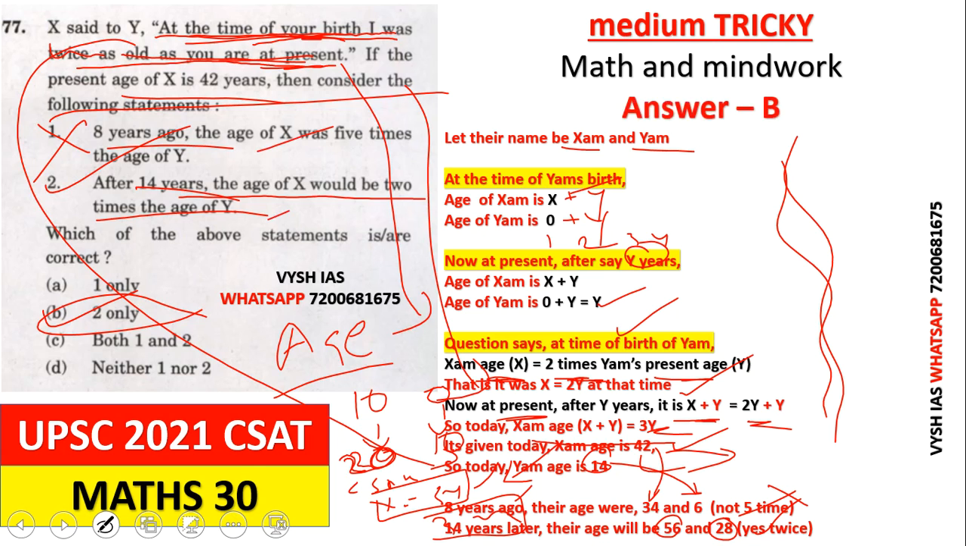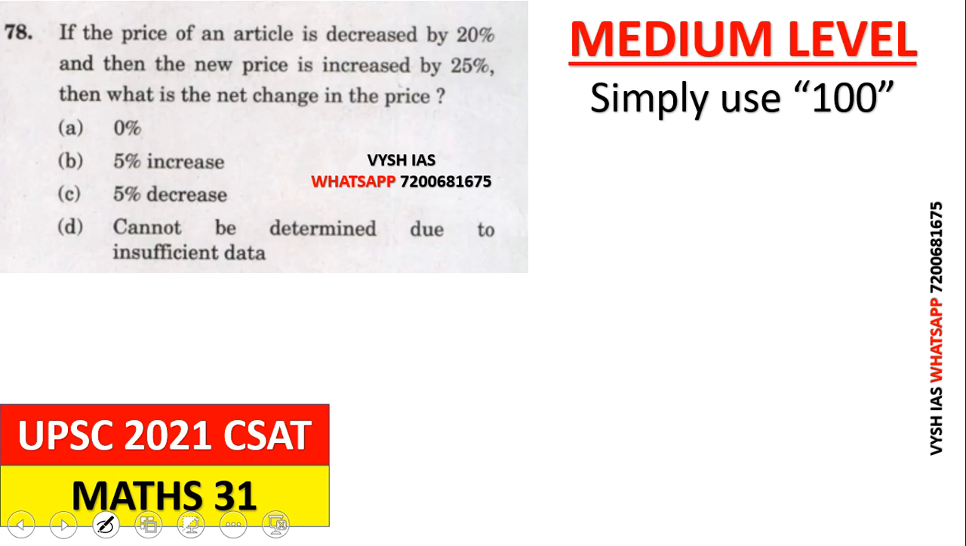Okay. Answer B. Percentage easy question. If the price of an article is decreased by 20% and the new price is increased by 25%, what is the net change in the price? Okay, this actually you can learn by heart also. Answer is 0%. And how we derive, I'll tell you. Again, percentage I told you.